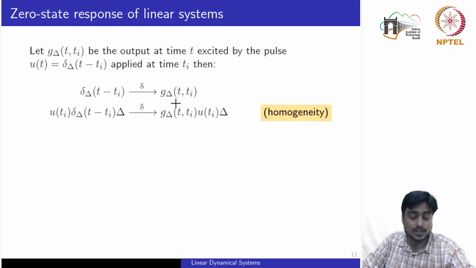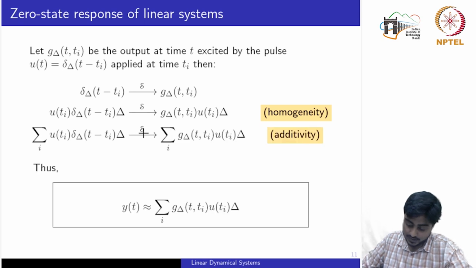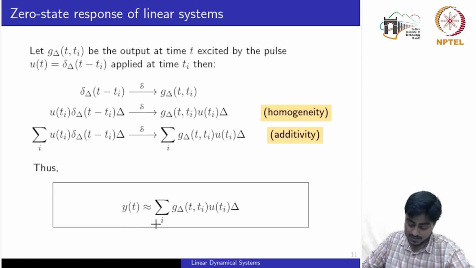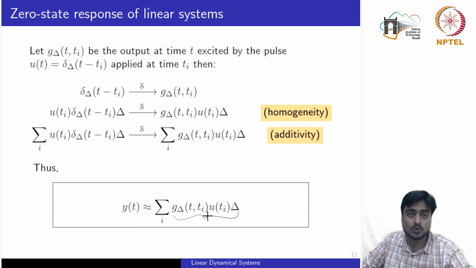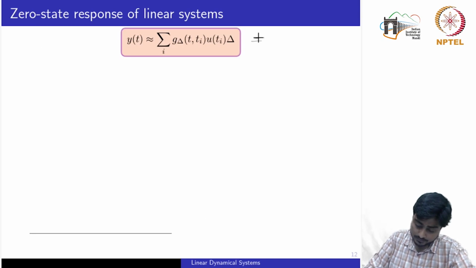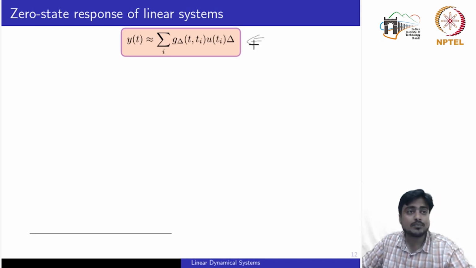Now if I multiply this input by u of ti and capital delta, seeing the homogeneity property, the output should also be multiplied with these two variables. Now introducing the additivity property, if I sum them up over all the i's, we obtain an approximate output of the system which is defined by this summation of this entire quantity. Let's pay a bit of attention to this equation. This equation is still an approximation of the output of the dynamical system.